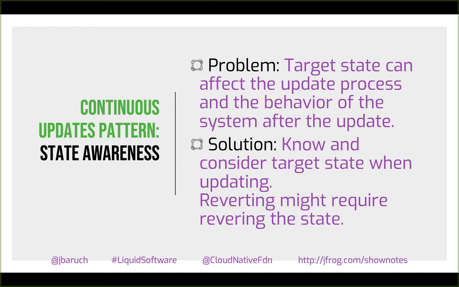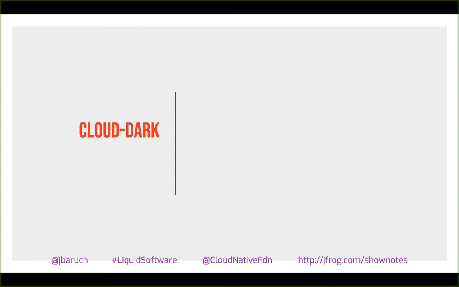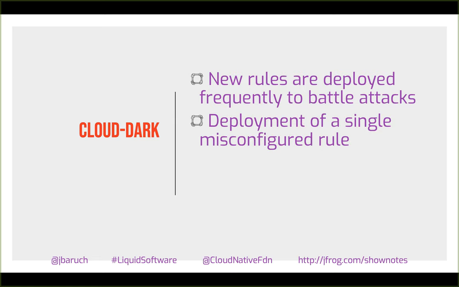So another marvelous example, and this is pretty fresh, that's July last year, is Cloudflare. Cloudflare went down, took most of the internet with it. What happened? So Cloudflare battles DDoS attacks and other type of attacks on the internet with routing rules that they deploy frequently, and they deploy it all the time. And one time in deployment of a single misconfigured rule.